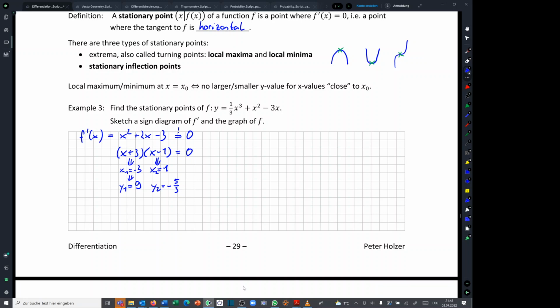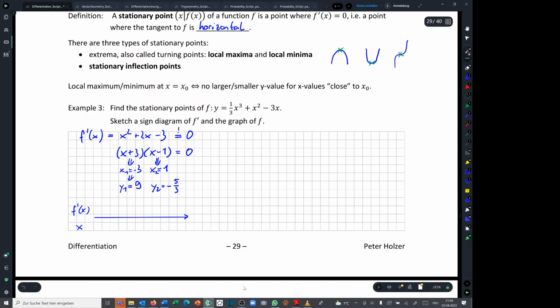We have stationary points at x equals -3 and x equals 1. Now let's sketch the sign diagram of f dash. This means we need the number line. Then we have x and f dash of x, and we note now all the points where f dash of x is either not defined or where it is 0.